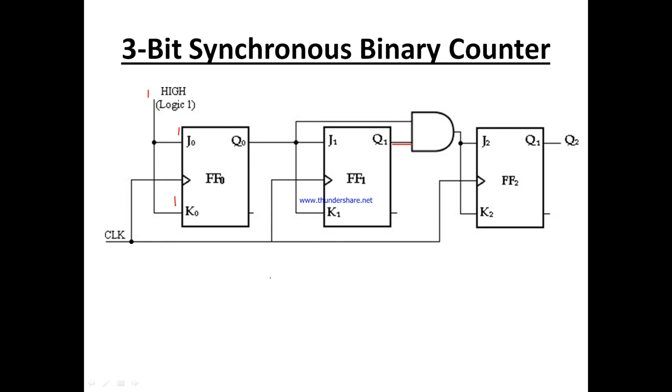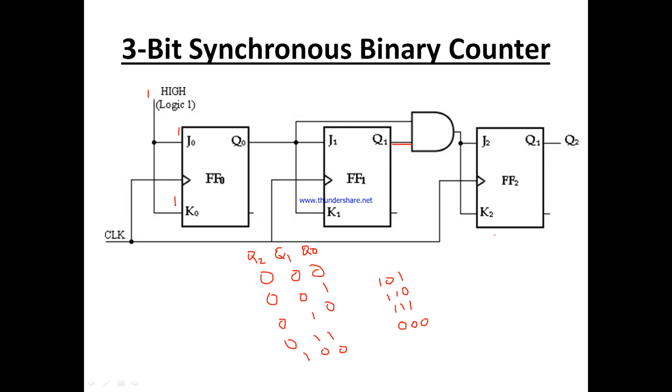Initially the value will be 0 0 0, which is Q2, Q1 and Q0. After the first clock pulse, Q0 becomes 1 and the other two are in the no-change condition, so it becomes 0 0 1, then 0 1 0, then 0 1 1, then 1 0 0. After that 1 0 1, then 1 1 0, then 1 1 1. Finally, after 1 1 1, it goes back to 0 0 0. This is the operation of a 3-bit synchronous counter.